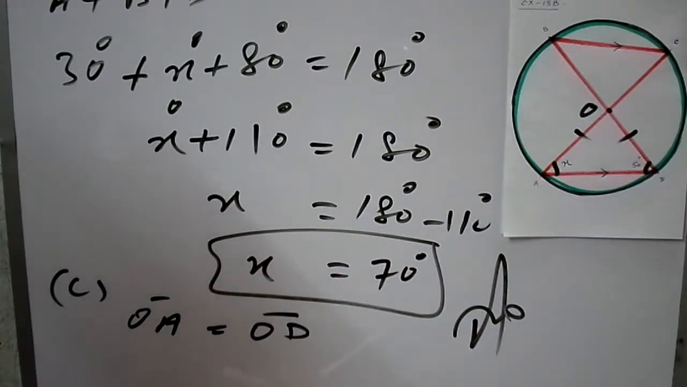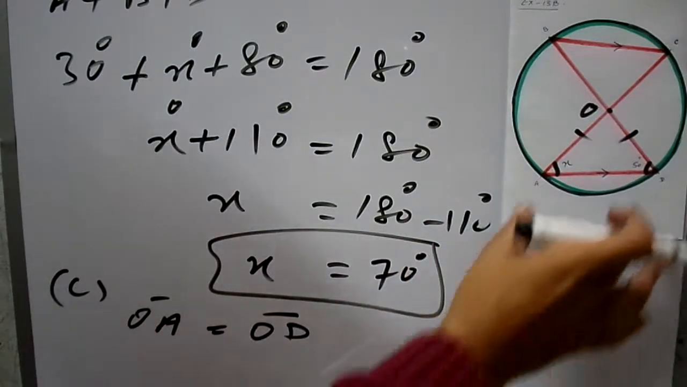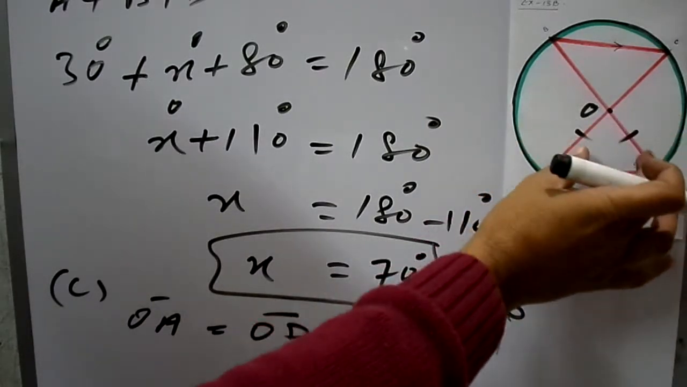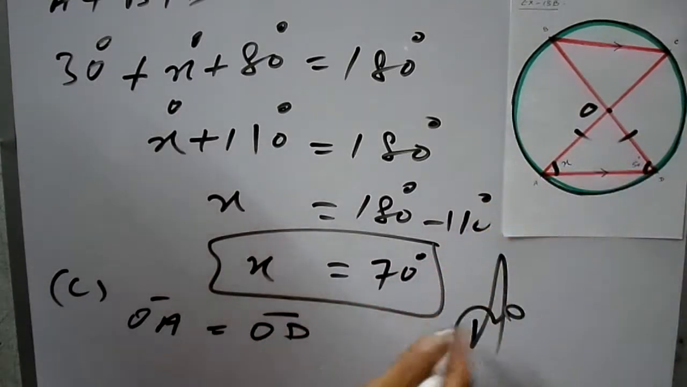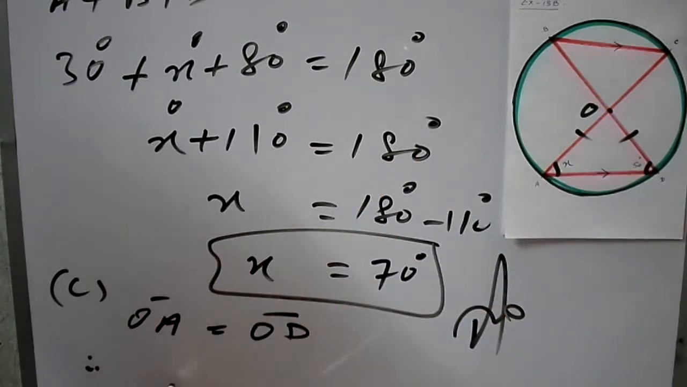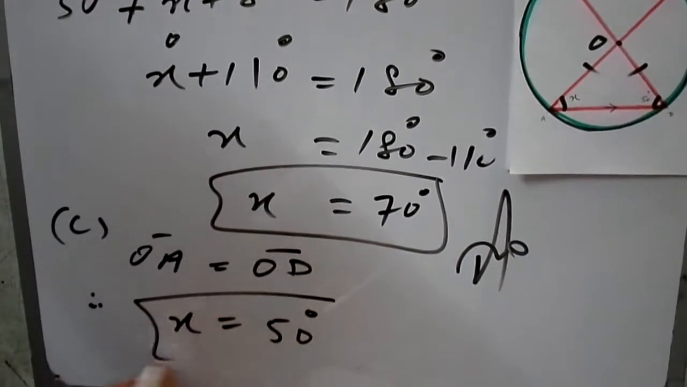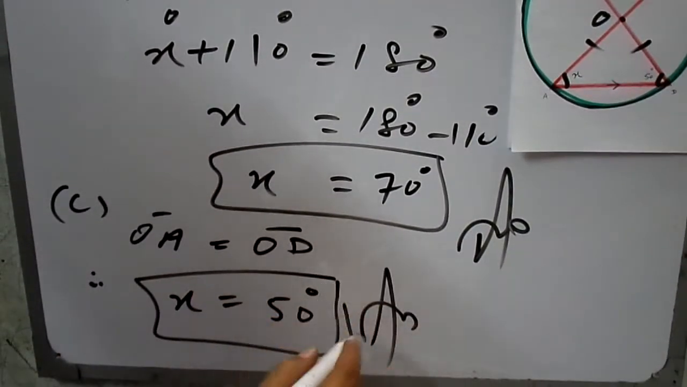So it means both sides are equal, so the base angles must be equal. Therefore we can say that by the properties of a circle, the base angles must be equal. Therefore x is equal to 50 degrees. So it is the easiest part, you only need to know the properties of a circle and you can solve it. Now coming to the D part.